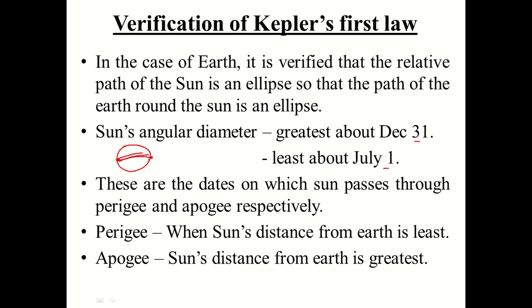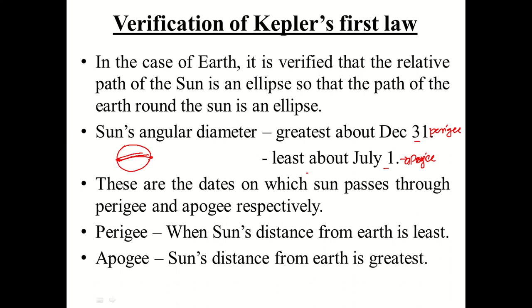and it is least during July 1, which means the Sun is farthest from the Earth. When compared to the Earth, this position is named apogee. The angular diameter is greatest when the Sun is nearest to the Earth, which is called perigee. So the distance of the Sun from Earth varies between apogee and perigee, which is the evidence for the elliptical orbit of the Earth around the Sun.